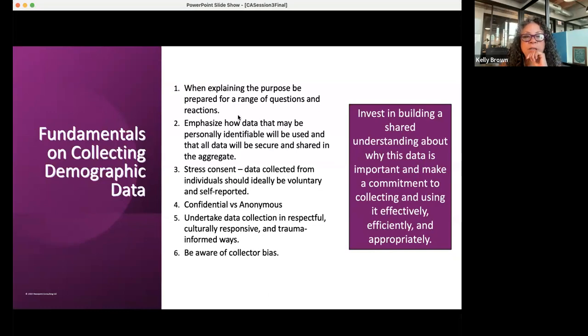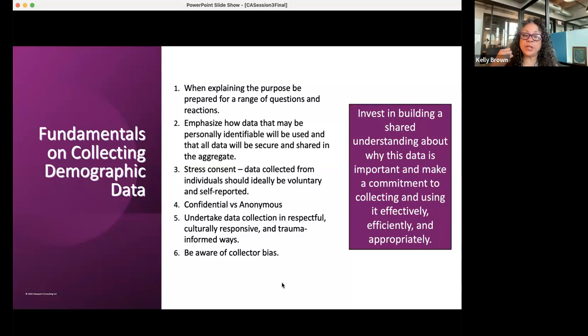So before we go to questions in the chat, I want to summarize a little bit about the key aspects of collecting demographic data. We want to emphasize that you're explaining the purpose for which you're requesting the questions, how you're going to use it, and be prepared for people to ask the questions and react to them. Emphasize how data that may be personally identifiable will be used, and that all data will be kept secure and shared in the aggregate. Stress consent. Ensure that whenever you're asking these questions, asking individuals as opposed to guessing, it is voluntarily provided and self-reported.